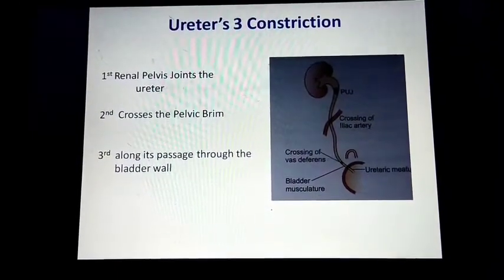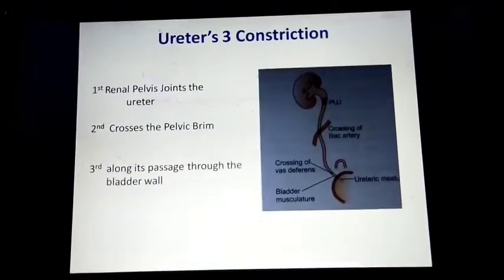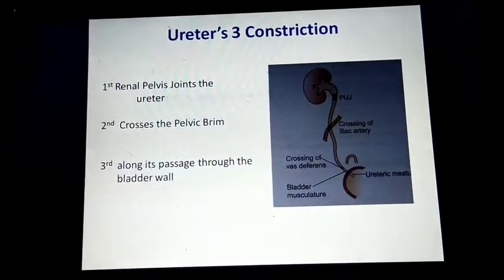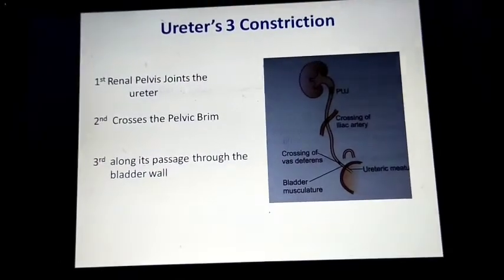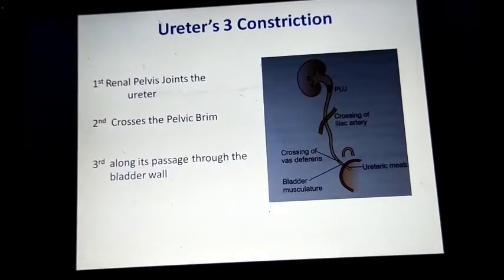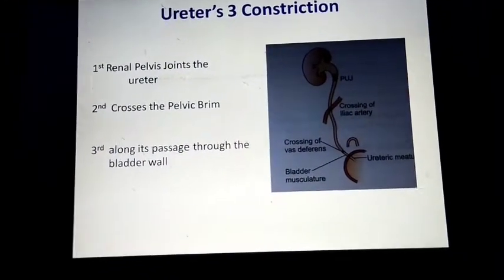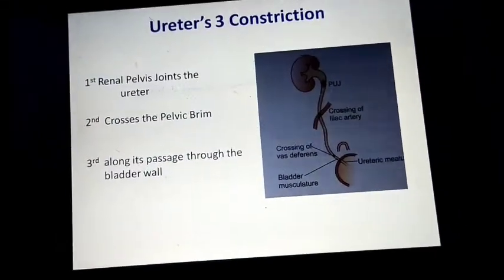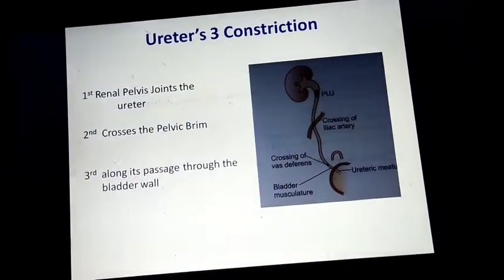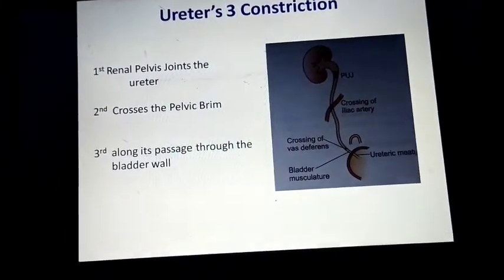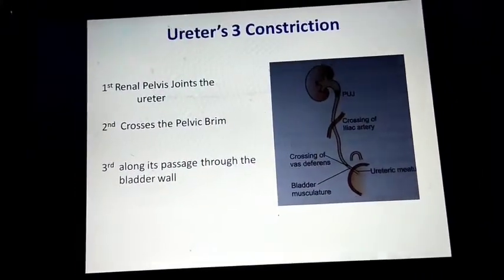The second constriction is where it crosses the pelvic brim. The pelvic brim is the outer edge, where the inlet of the pelvis starts. The word pelvis means basin-like. The outer brim means the outer edge of the pelvis, and where the ureter enters there is another constriction. The second constriction is where it crosses the pelvic brim.